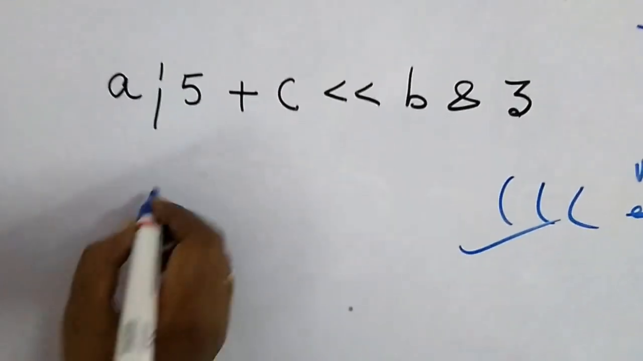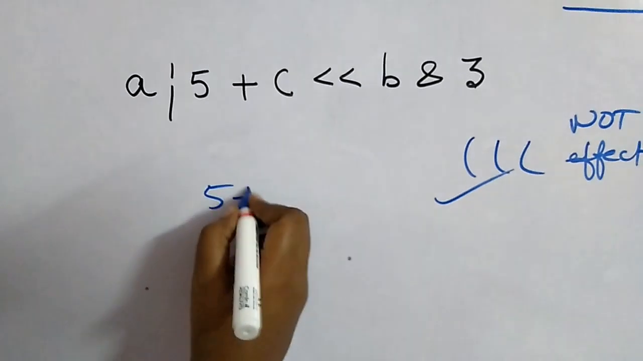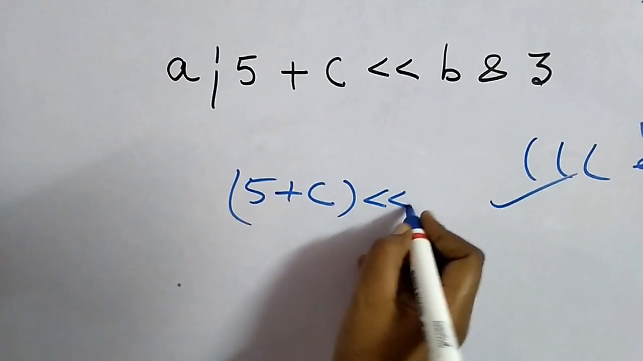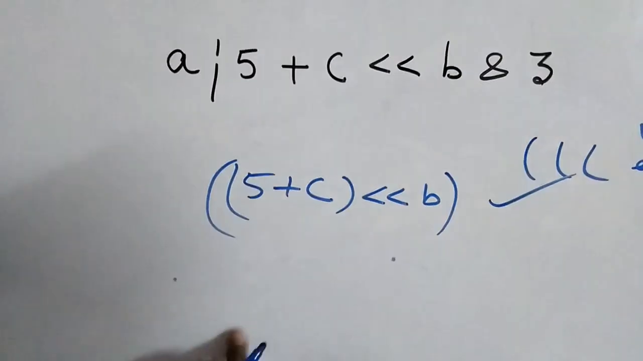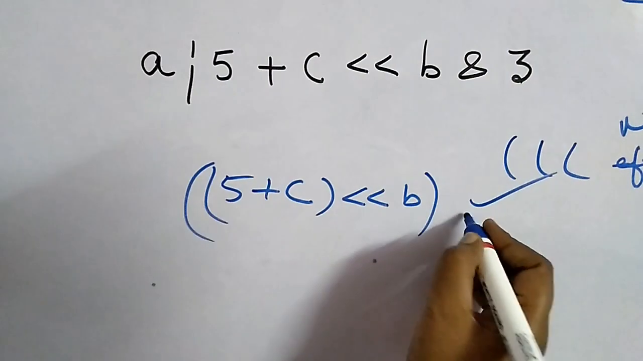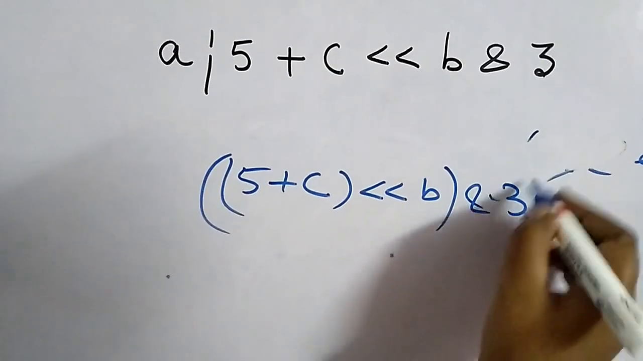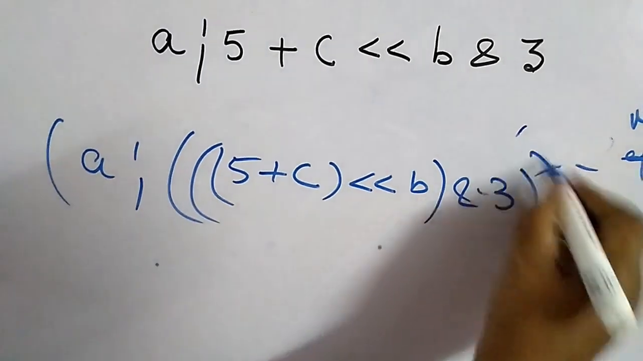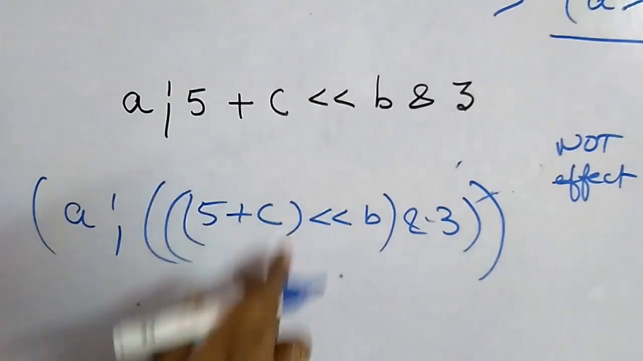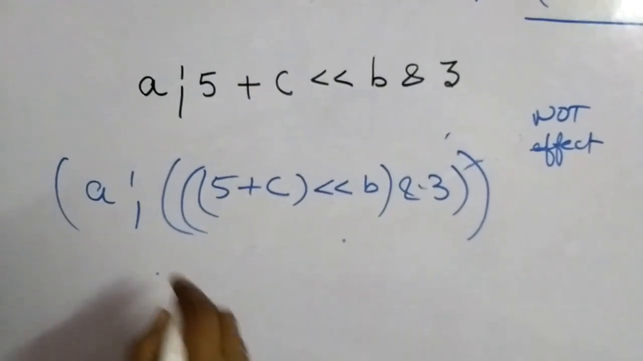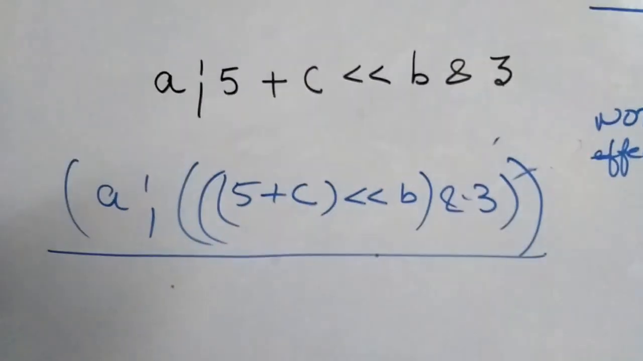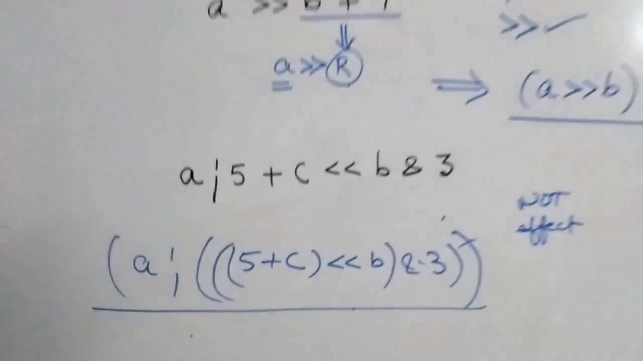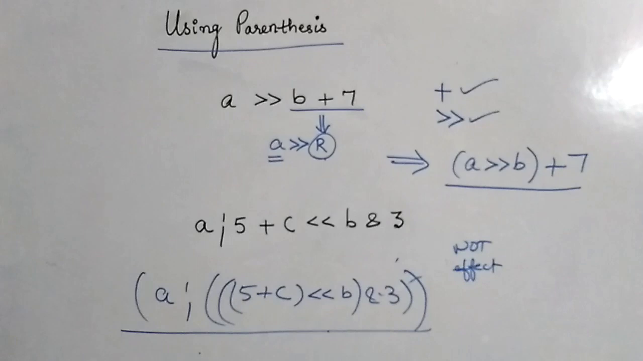Say I want 5 plus c to execute first, so I put it like this. Then I want the shift operation to take place, so I put it in this manner. Then I want the AND to take place, so I put this like this, and if I want the OR to happen, I put it like this. See, the readability of this expression has increased so much that even if you see the code after 10 days, you will be able to understand it. That is all about operator precedence and the use of parentheses in expressions.